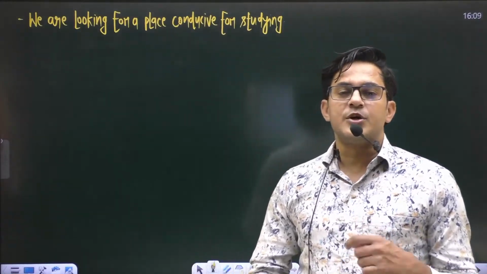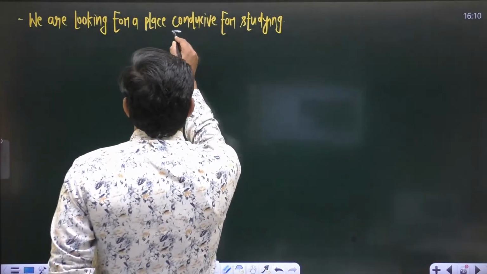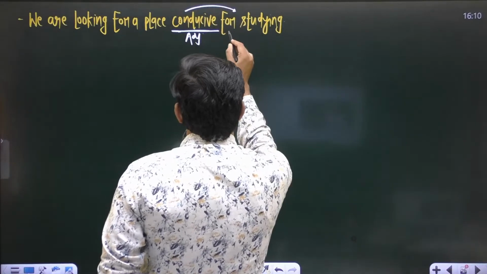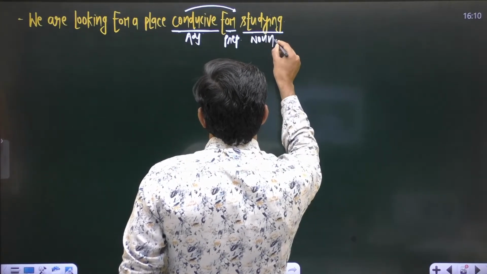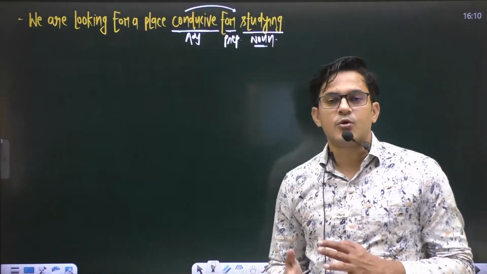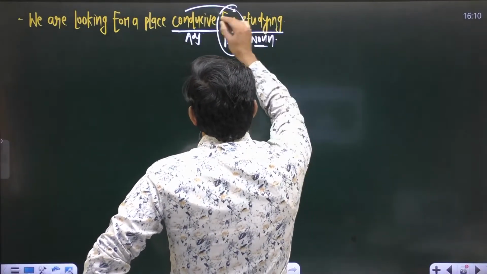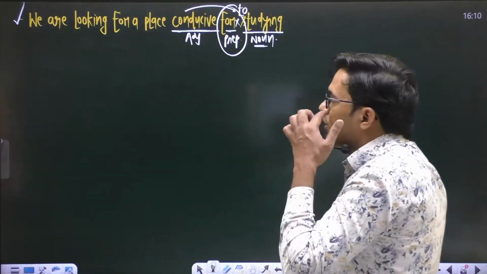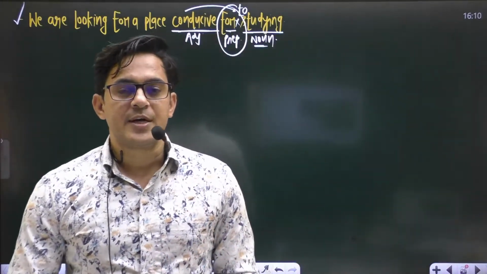In this sentence, you have the word conducive. Conducive means something that is helpful. This word is adjective in nature, and this adjective demands a preposition, and after this adjective you have the preposition for. And as we know, prepositions are always used before a noun or pronoun. So the word studying is what? It is a noun, it is a gerund, right? So make sure conducive is a word which always demands the preposition to, not for. So the sentence will be, we are looking for a place conducive to studying.